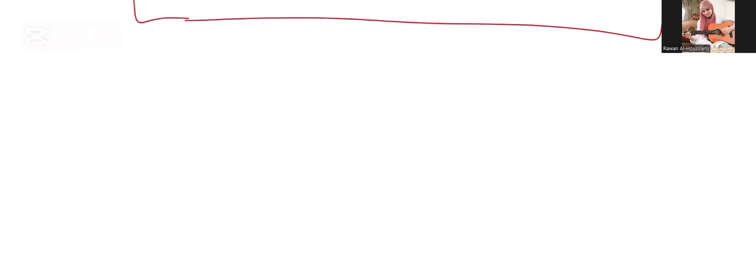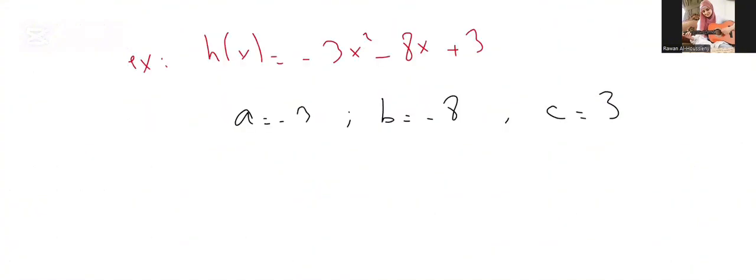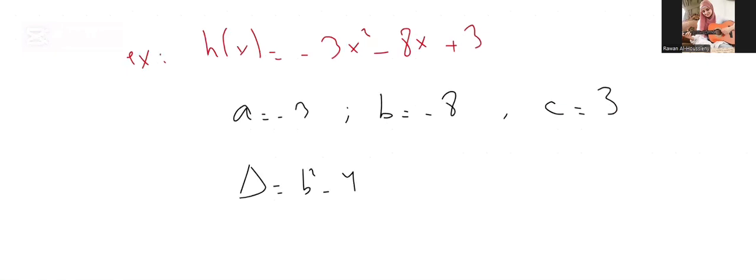Let's take an example. So here we have to factorize h of x, which is the expression minus 3x squared minus 8x plus 3. Let's determine the values of a, b and c. So a is equal to minus 3 in this part, b is equal to minus 8, and then we have c equal to 3.